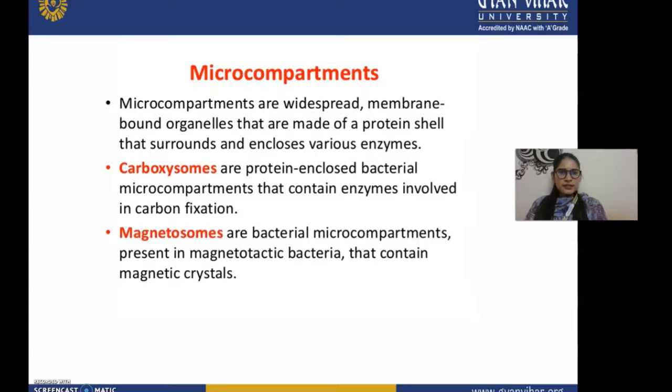Now next is our microcompartment. So what is a microcompartment?